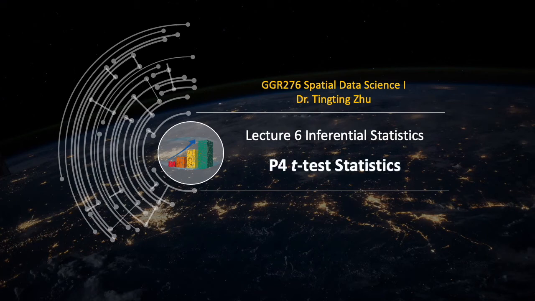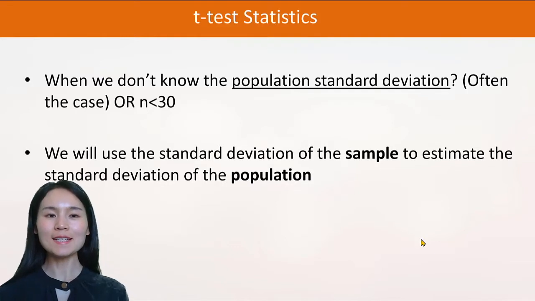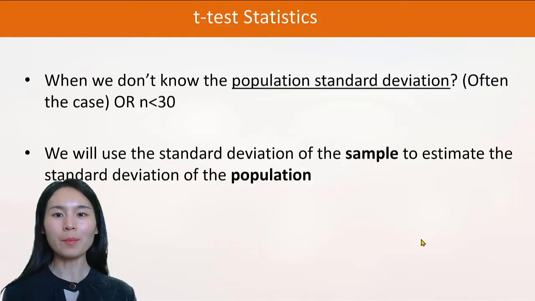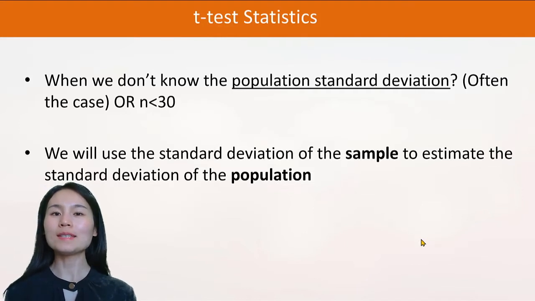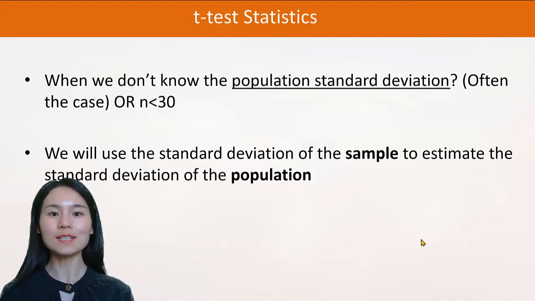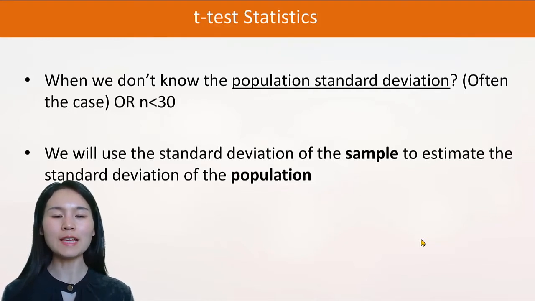Now, let's look at t-statistic. We use t-statistic when we don't know the population standard deviation or when the sample size is less than 30. We will use the standard deviation of the sample to estimate the standard deviation of the population if we don't know the population standard deviation.